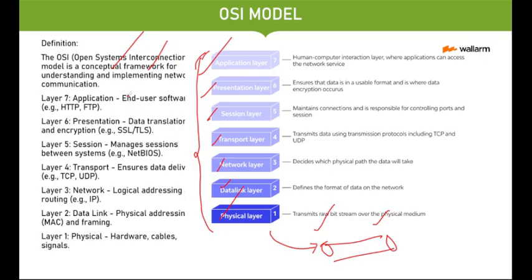Okay. First, the application layer, which is end user software. Here these are the protocols that it will be using: HTTP, HTTPS, and FTP. So which protocol needs to be used will be defined here. Let's say I want to send a file. At the application layer, it will set a protocol. What protocol? FTP. Then the presentation layer, data translation and encryption. Here it will be using SSL, so it will encrypt the data at the presentation layer.